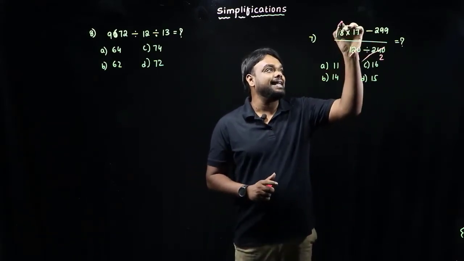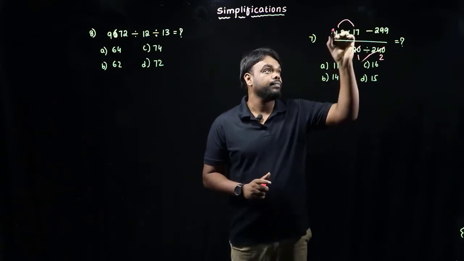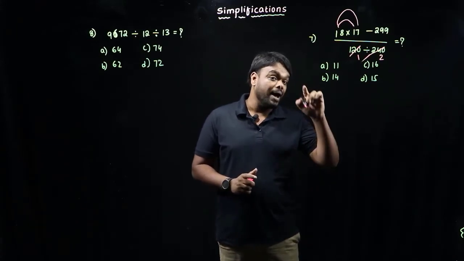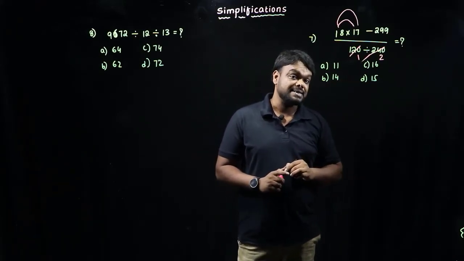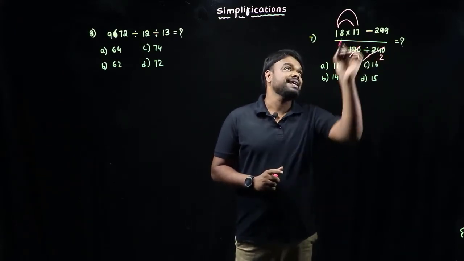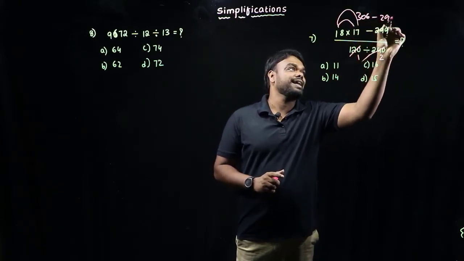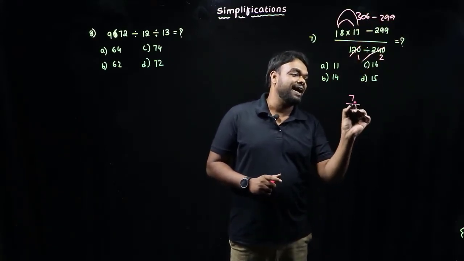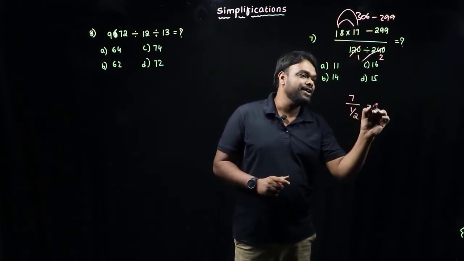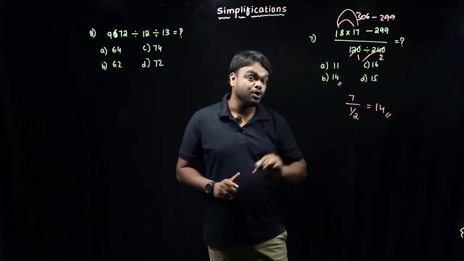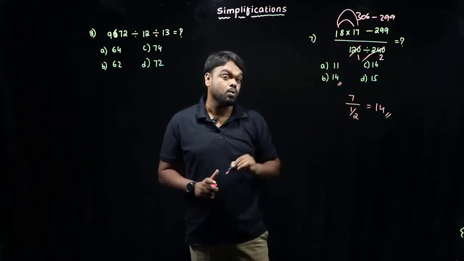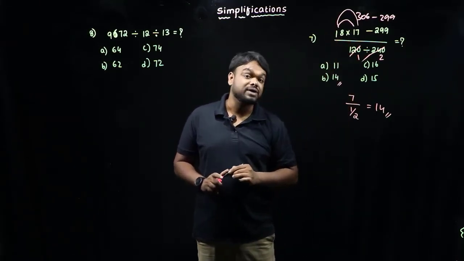What do we get? 18 into 10 is 180. 18 into 7 is 126. 180 plus 126 is 306. 306 minus 299. What is 306 minus 299? That should give us 7, divided by 1 by 2. 2 goes to the numerator now. 7 into 2, 14. Much simpler answer. Though the numbers look complicated, if you do the proper calculations and if you know the tables well, then this question can be solved within 20 seconds.